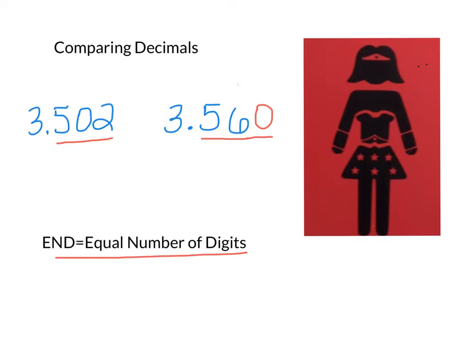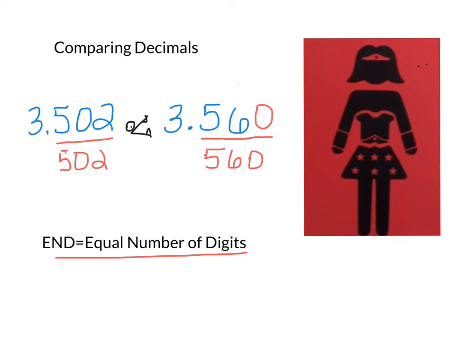So now the numbers that we're really going to be comparing are 502 with 560. If you were to look on a number line, you would be able to know that 560 is greater than 502, therefore 3 and 56 hundredths is going to be larger than 3 and 502 thousandths. The gator mouth is going to face that way.